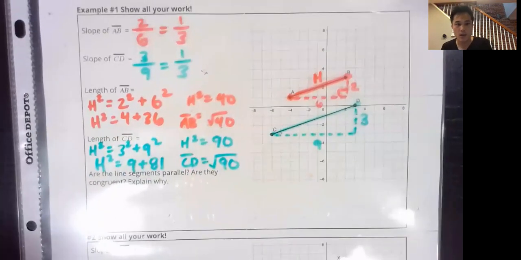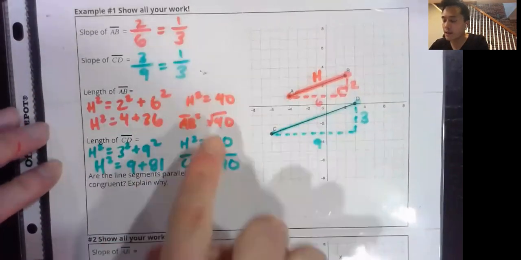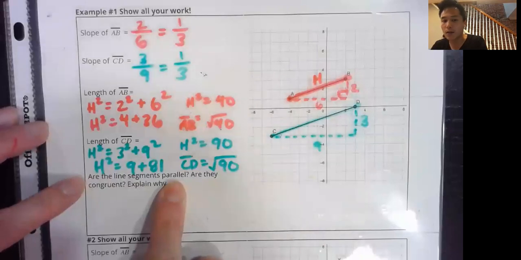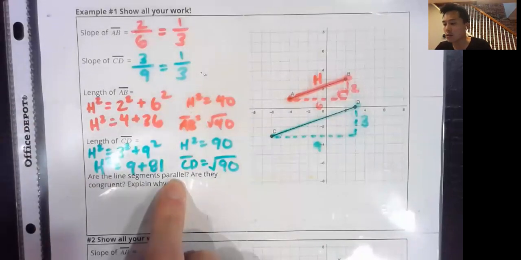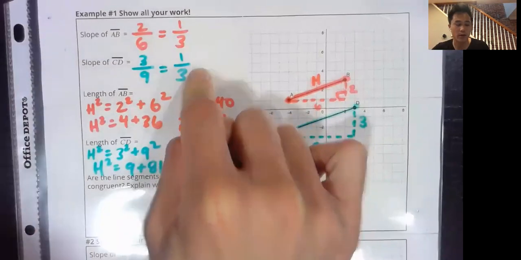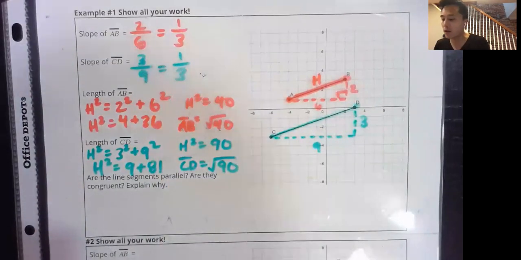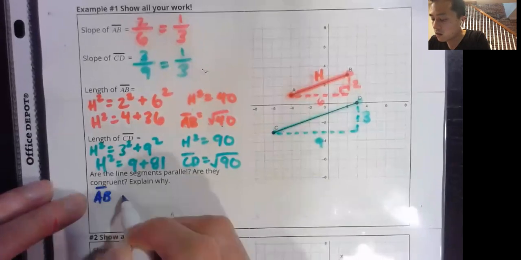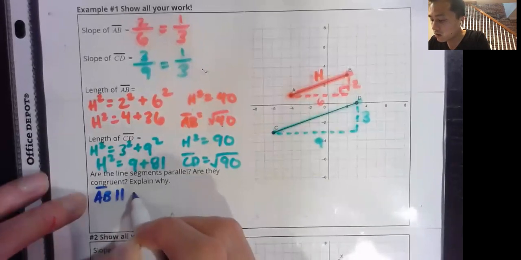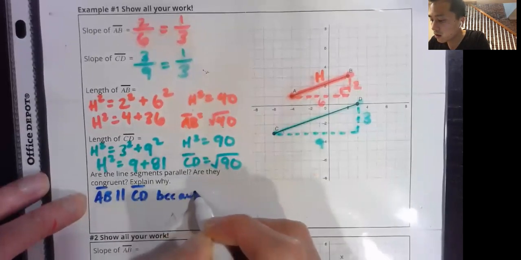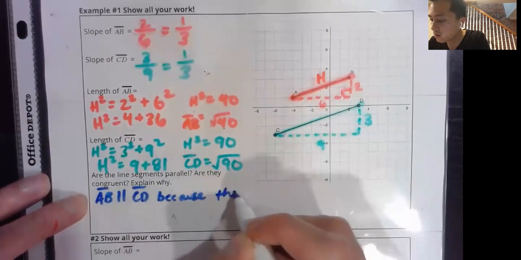Okay. So now I have the slopes of the two lines and the lengths of the two lines. First, are the line segments parallel? Parallel, same slope. Let's check. This has a slope of 1/3. This has a slope of 1/3. We can conclude they're parallel. So I will say AB is parallel to CD because they have the same slope.